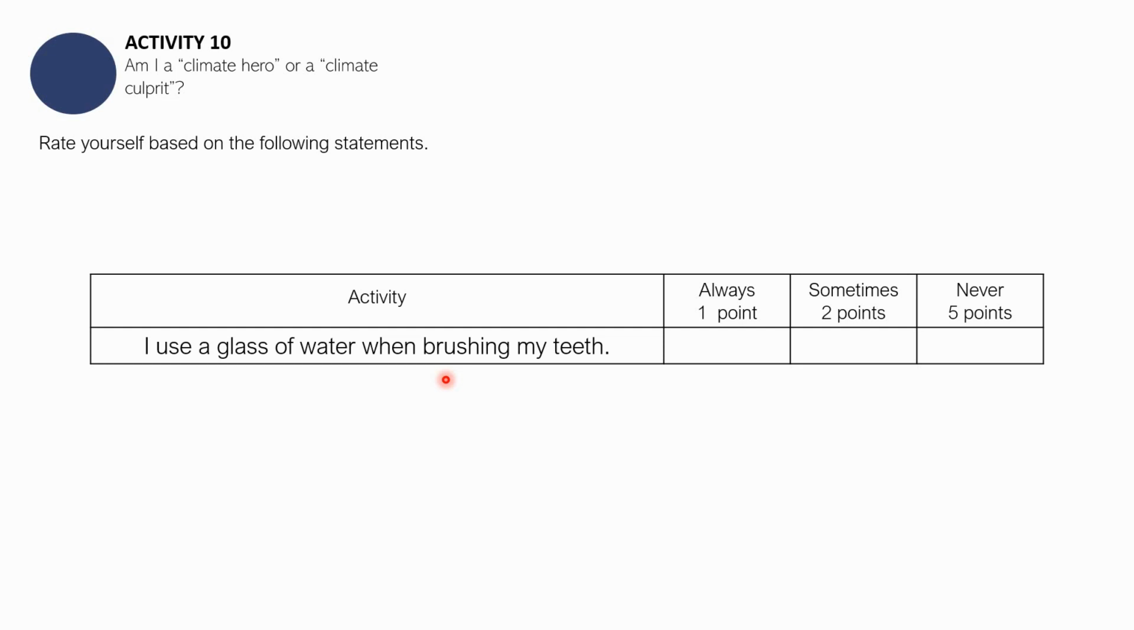Well, siguro nagsisipilyo ka naman, no? Ayan. So, I'm assuming nagsisipilyo ka. So, if you do, how often do you use a glass para mag-toothbrush?